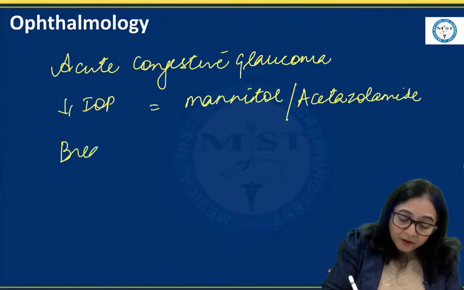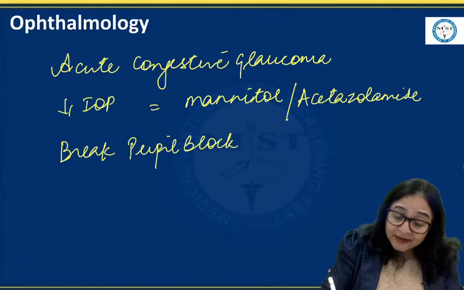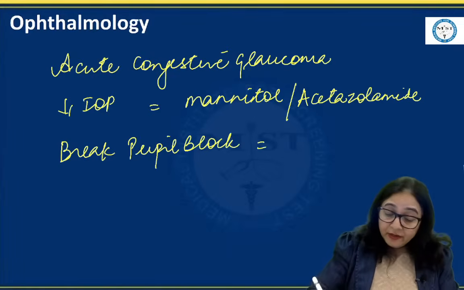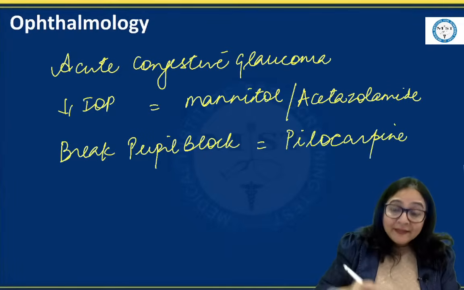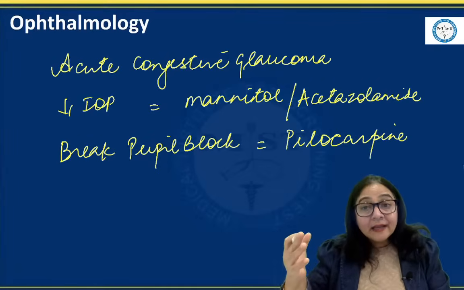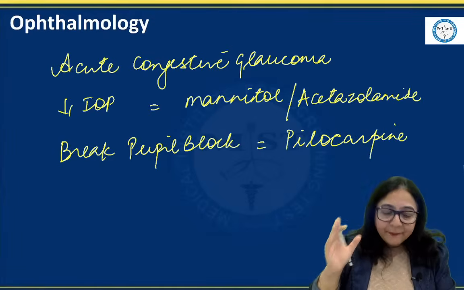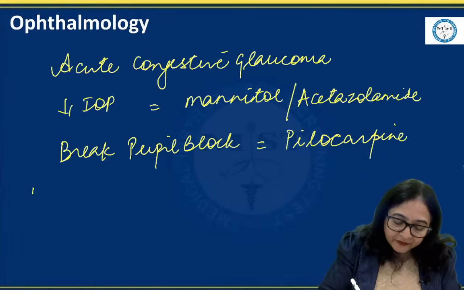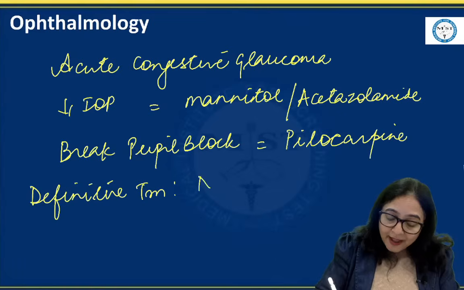break the pupil block, because when the pupil had become dilated, that led to the angle closure. So to break the pupil block, we are going to give pilocarpine, which will constrict the pupil. Okay, and then you can add the other anti-glaucoma drugs once these two steps have been achieved. Okay, the definitive treatment, once the attack has subsided, is Nd:YAG peripheral iridotomy.